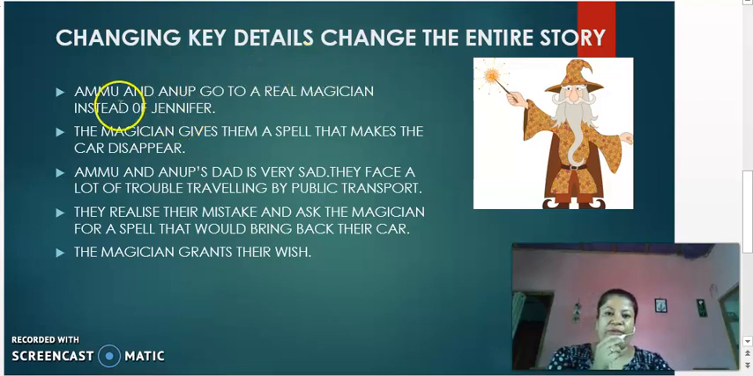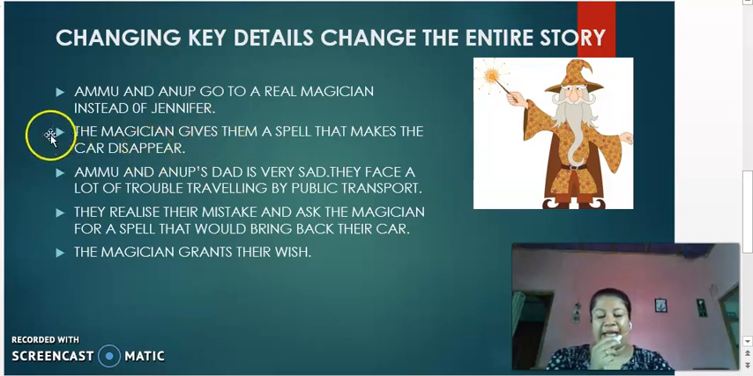Over here I have written that Amu and Anup go to a real magician instead of going to Jennifer. They do not go to Jennifer, but instead they go to a real magician. The magician gives them a spell that makes the car actually disappear. So the spell really works, and the car disappears.